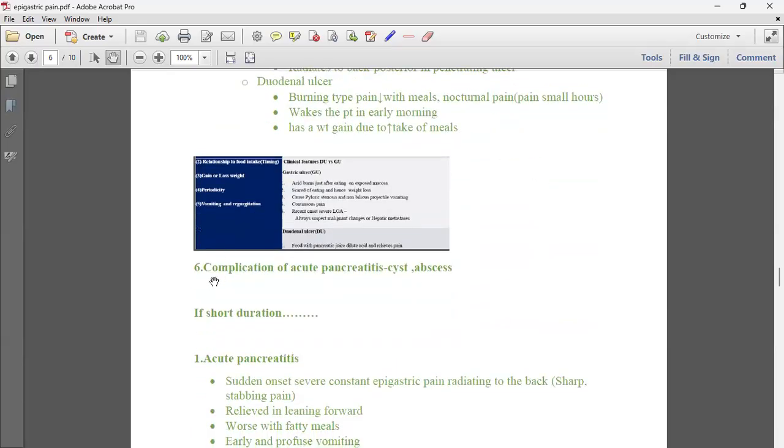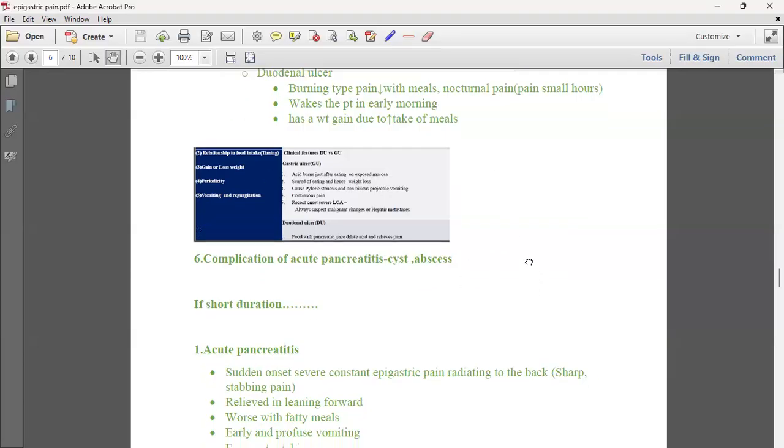Another differential you must entertain in a patient with somewhat long duration epigastric pain is that, following an attack of acute pancreatitis, they have developed a complication like a cyst or abscess. So a condition like that also must be entertained in your HPC differential when the patient comes with chronic epigastric pain.